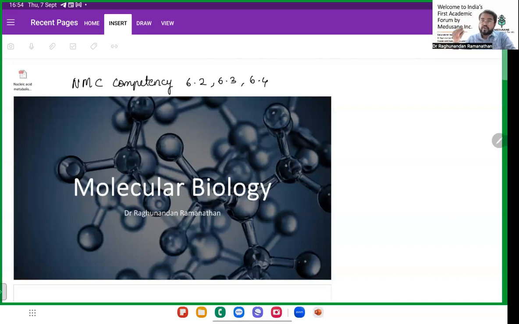Therefore, all the breakdown products are ultimately converted into AMP, GMP and IMP. So your adenine, your guanine and your hypoxanthine are all going to get converted into your AMP, GMP and IMP.